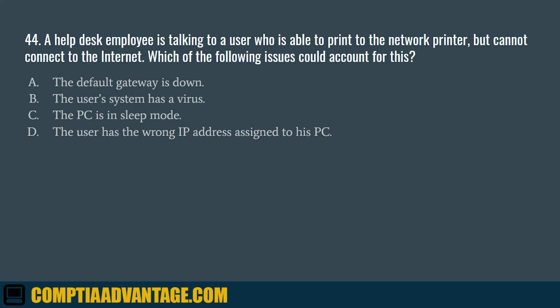Question 44. A help desk employee is talking to a user who is unable to print to the network printer, but cannot connect to the Internet. Which of the following issues could account for this? A. The default gateway is down. B. The user's system has a virus. C. The PC is in sleep mode. D. The user has the wrong IP address assigned to his PC. The correct answer is A. The default gateway is down.